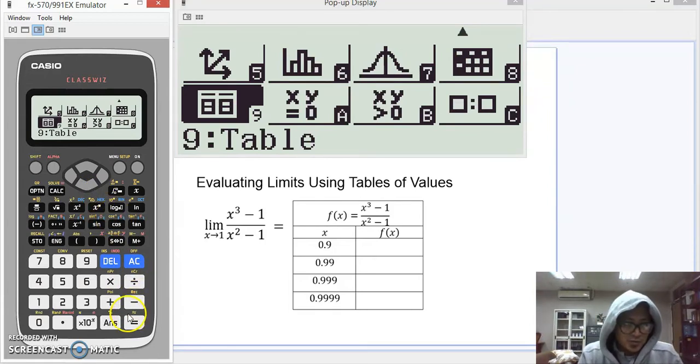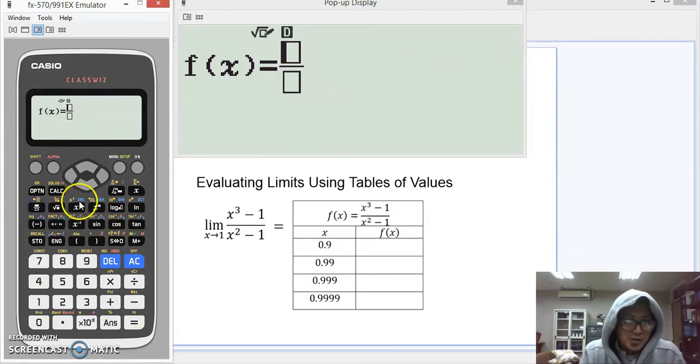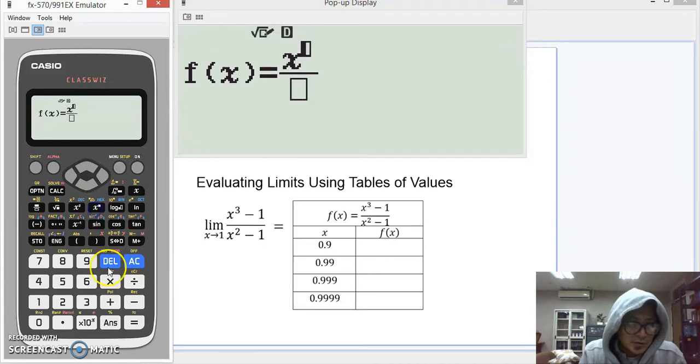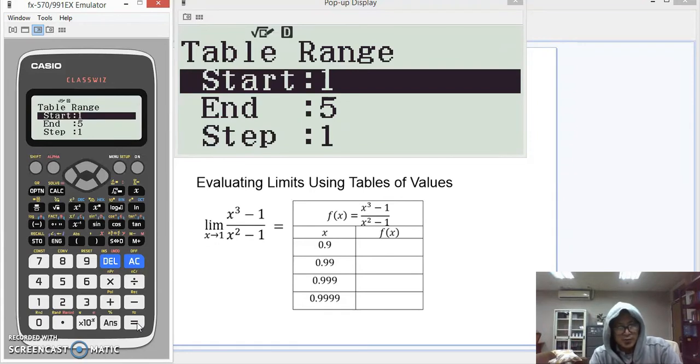To go into this mode, just press equal. Here you'll be asked to input your function. Our function is of course x cubed minus 1 over x squared minus 1. Now pressing equal again, this will appear. It will actually ask you to input another function. You can make a table of values for 2 functions here, but for this problem, let's just ignore this. After that, you'll be asked to input the range of values. Let's just, for example, start with 1 and end in 5.